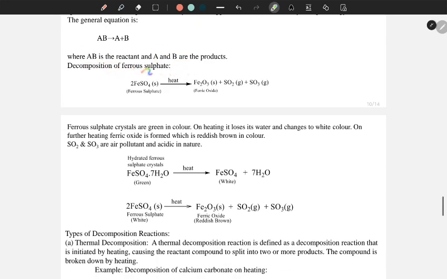So here's an example of decomposition reaction, decomposition of ferrous sulfate. So ferrous sulfate, here it is ferrous sulfate. When we heat ferrous sulfate, it converts to ferric oxide, then sulfur dioxide gas and sulfur trioxide gas, right?